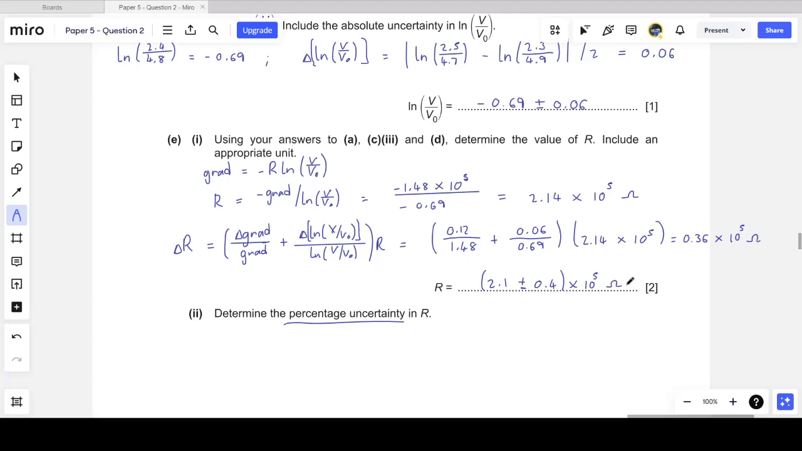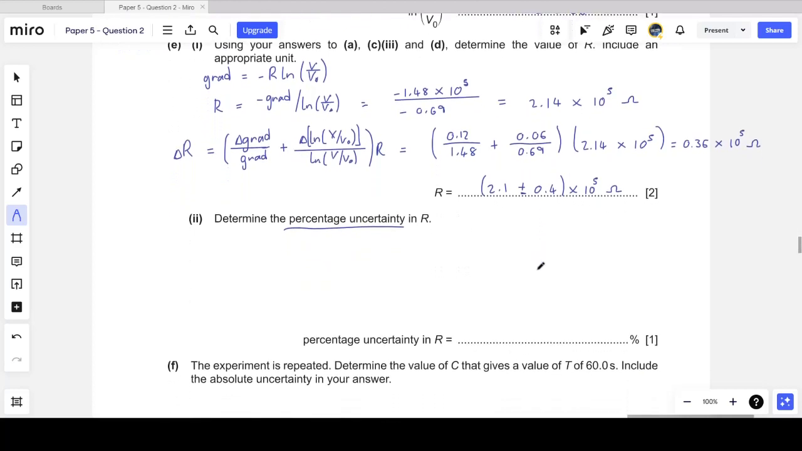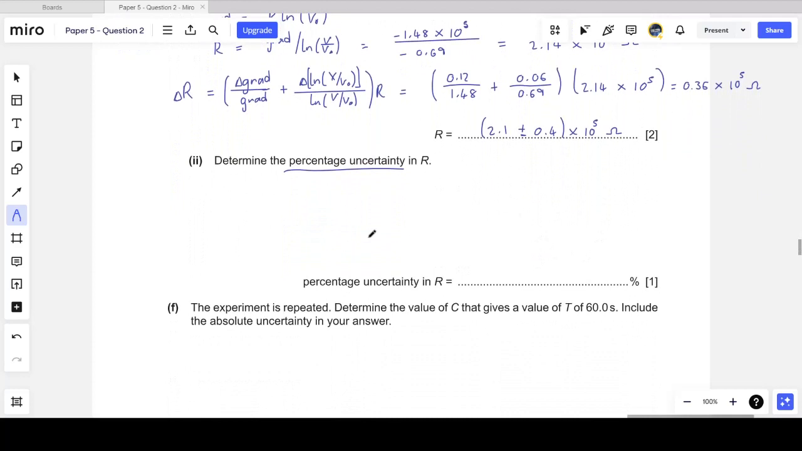So the actual number 0.4 doesn't seem big, but if you think of it in comparison to 2.1, how much of an error is that I'm carrying forward? Well, the percentage uncertainty in R is the fractional uncertainty delta R by R times 100.